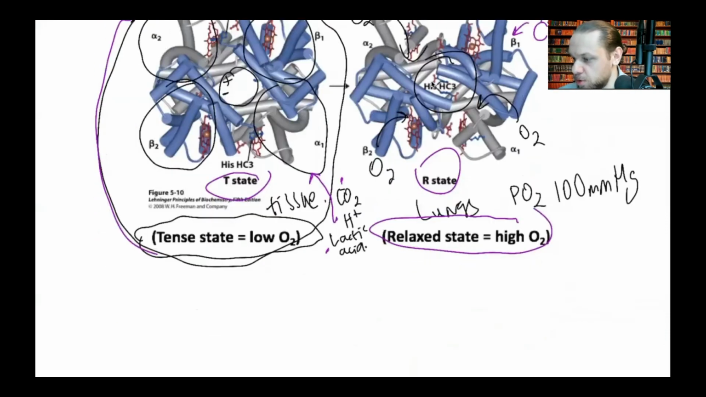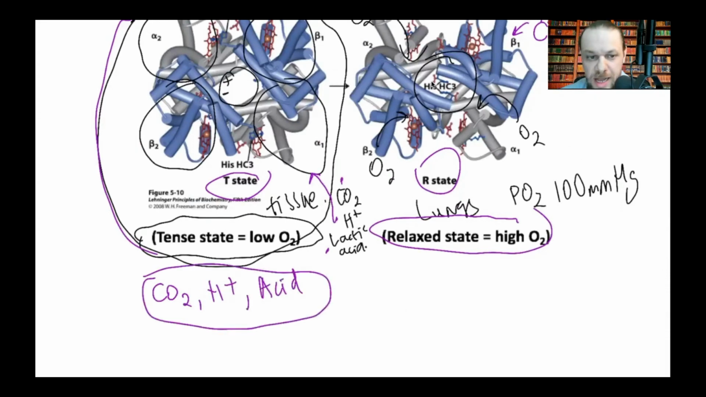thing. So the more CO2, the more hydrogen ions, the more acid you are making, these will bind onto allosteric sites, meaning not the actual iron sites. They could bind to residues on the hemoglobin molecule. And what they will do is stabilize these charges, right? They will cross-link them. They'll stabilize these plus-minus charges on the amino acids, and it will switch the relaxed state into the tense state in the tissues. And this occurs in the tissues.